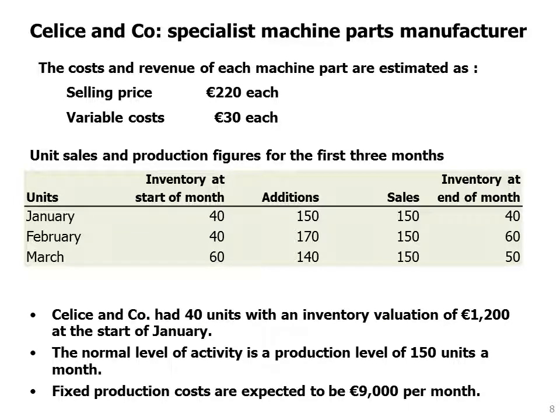So we're also told those 40 units at the start of January had an inventory valuation of 1,200 euros. So that's 30 euros each. And we're also told that the normal level of activity is a production level of 150 units a month. So January 150, and February and March slightly different. And we're also told that fixed production costs are expected to be 9,000 euros a month. And I'm going to assume for this example that the actual production costs are the same as those expected.